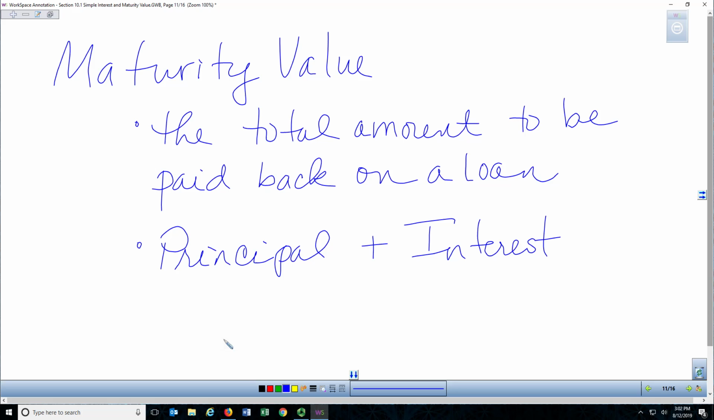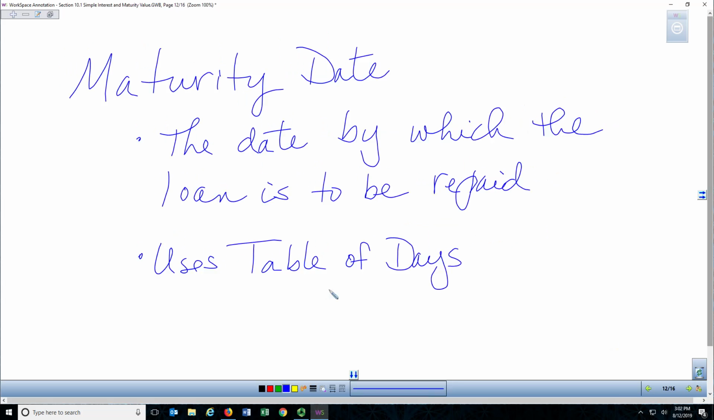Maturity value is the total amount to be paid back on a loan, and it simply is the principal plus the interest. Now, when we're talking about a deposit, we don't really call it maturity value, we call it the balance, but we're thinking about loans here. And the maturity date is the date by which the loan is to be repaid, and you'll have to use the table of days again.